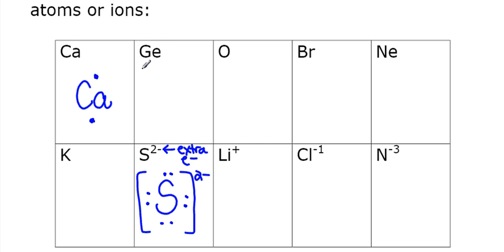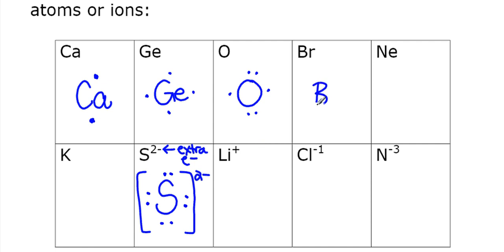So next one we have germanium. Germanium is in group 4. So Ge should have 1, 2, 3, 4. Next, oxygen is in group 6. So it's going to have 6. 1, 2, 3, 4, 5, 6.